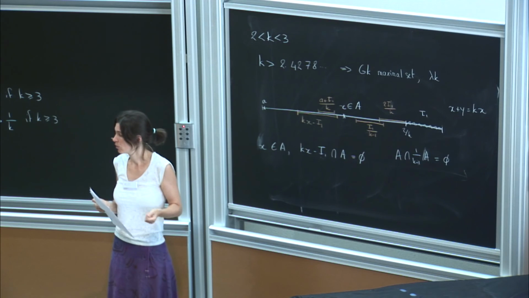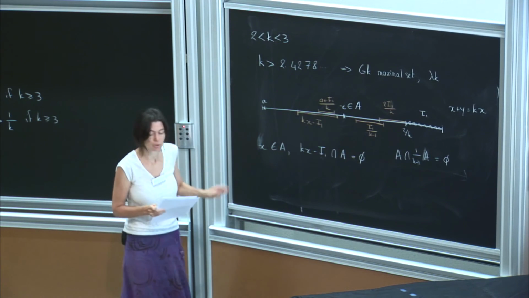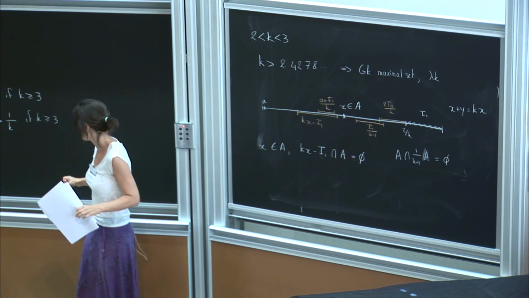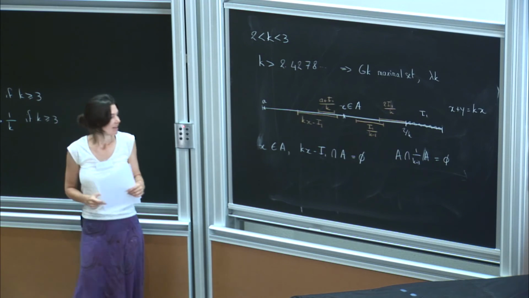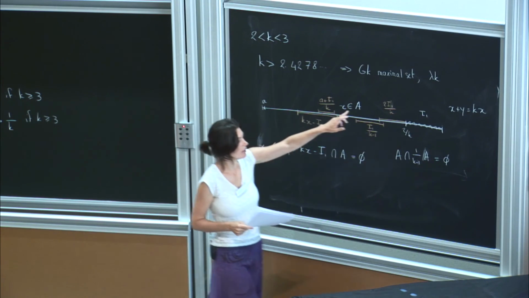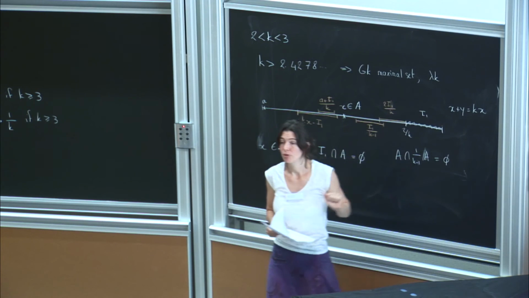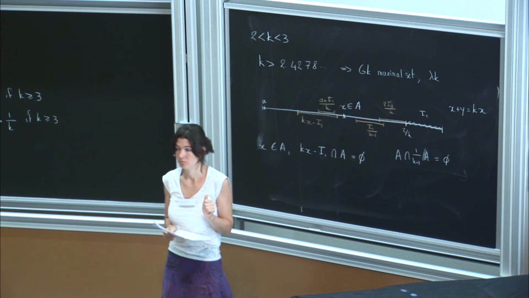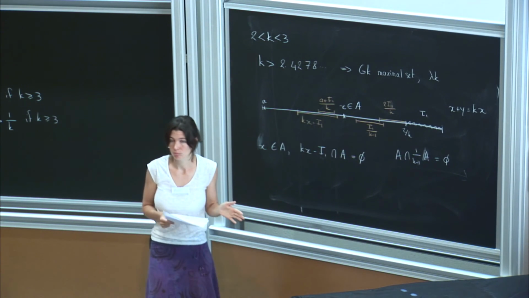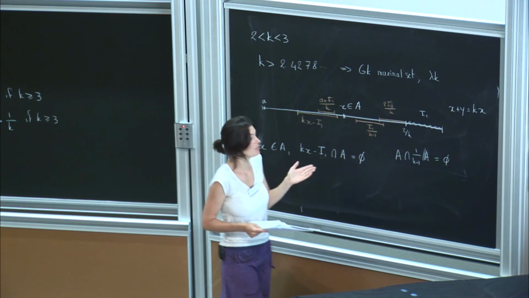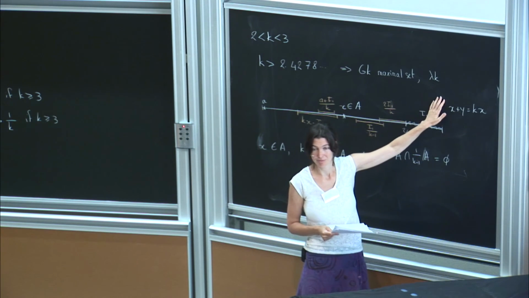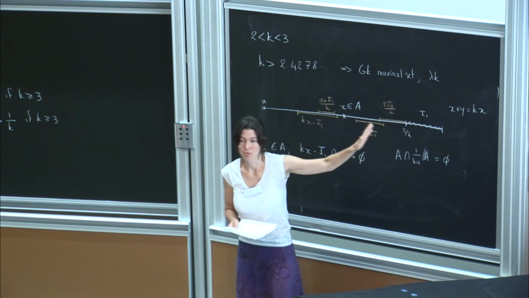So, yeah, there are still many questions. I will just finish with the questions. We don't know if lambda k is a continuous function of k for k close to 2. We don't know even if it's an increasing function of k. We think so, but we don't know.